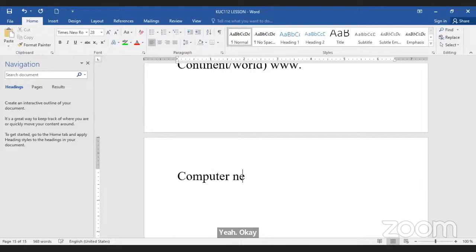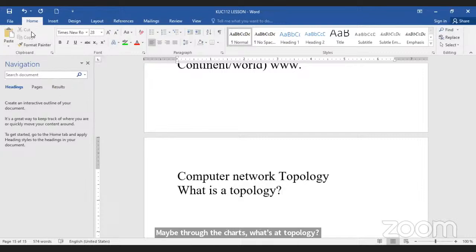Computer network topology. So what is a topology? What is a topology? Maybe through the chat. What's a topology?